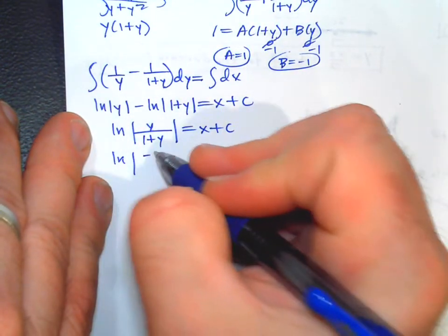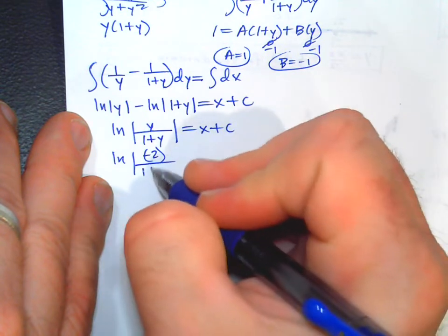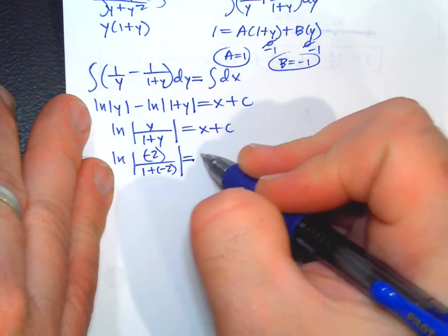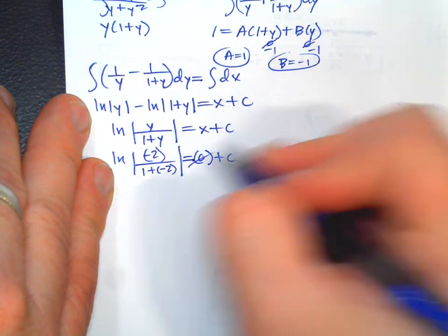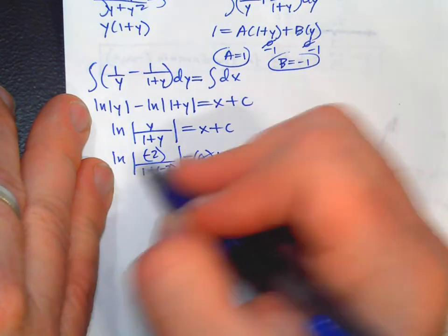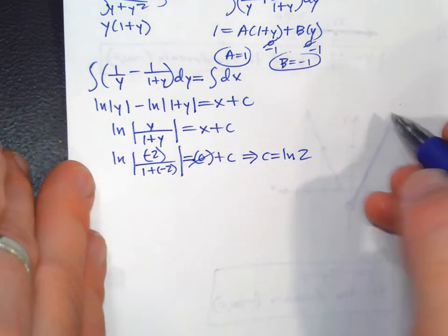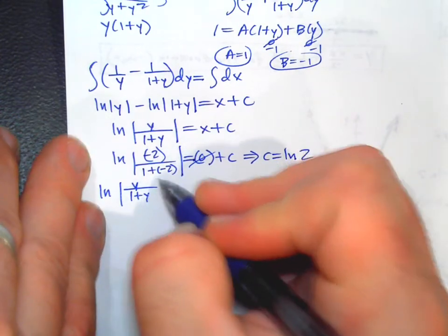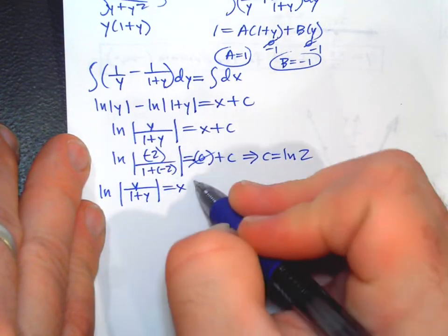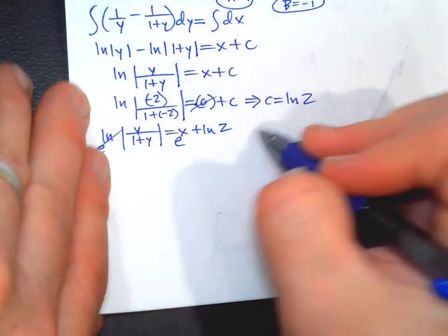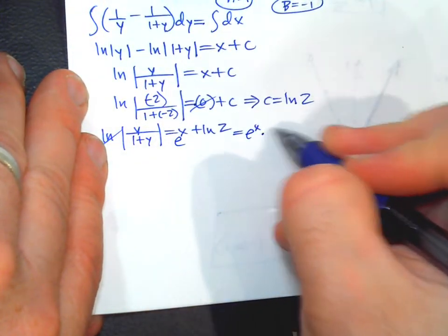Use the initial condition, plug in -2 for y, 0 for x, c equals natural log of 2. You rewrite it: natural log, y over 1 plus y equals x plus natural log of 2. Now exponentiate both sides. Use rules of exponents to simplify this.